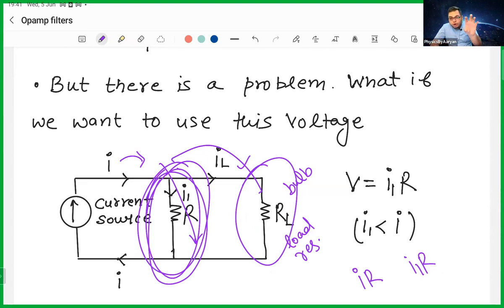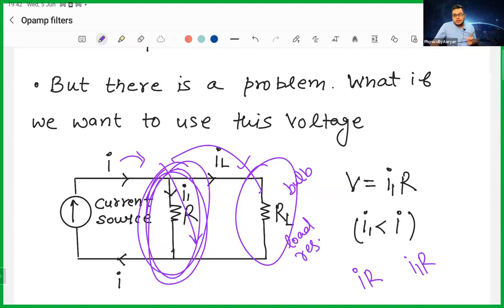So if you connect a small resistance, voltage will be small. If you connect a large resistance, the voltage will be larger. So the voltage source depends upon what you are putting in. And this is not what you want.